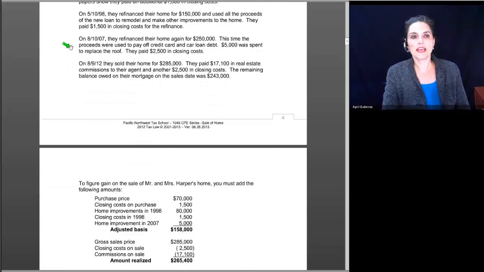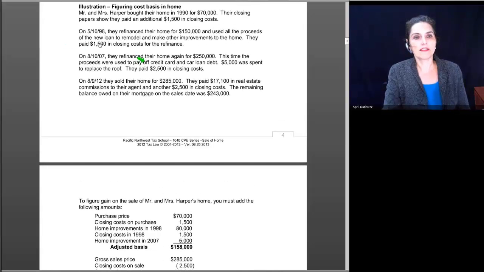Then on 8/10 of 7, they refinanced their home again, this time for $250,000. This time, the proceeds were used to pay off credit card and car loan debt. But there was $5,000 held out that was spent to replace the roof, and a roof replacement is considered to be an improvement. And at that time, they paid $2,500 in closing costs.